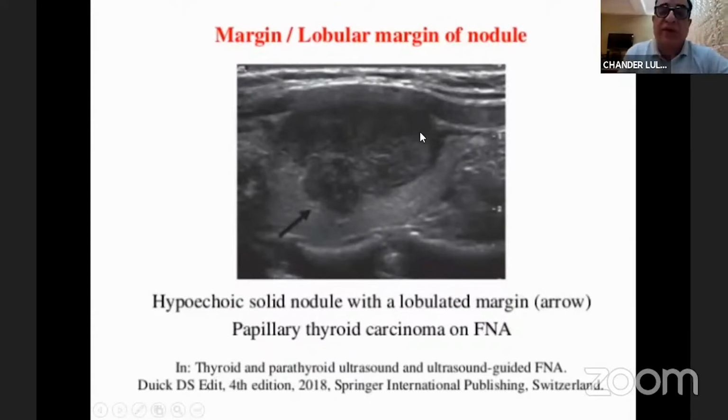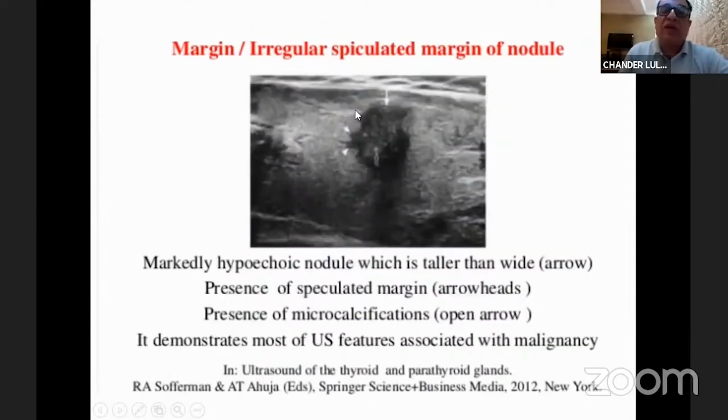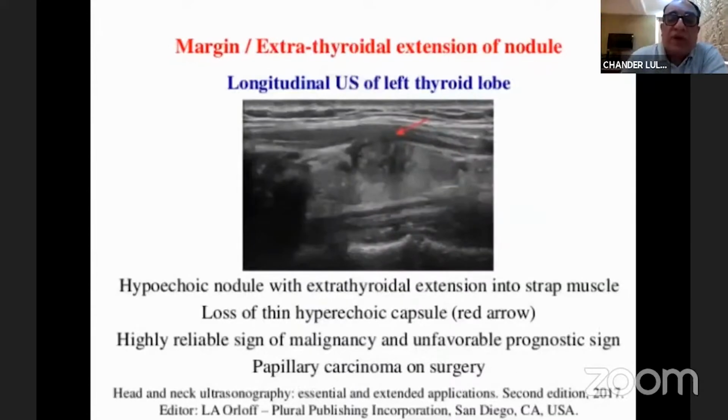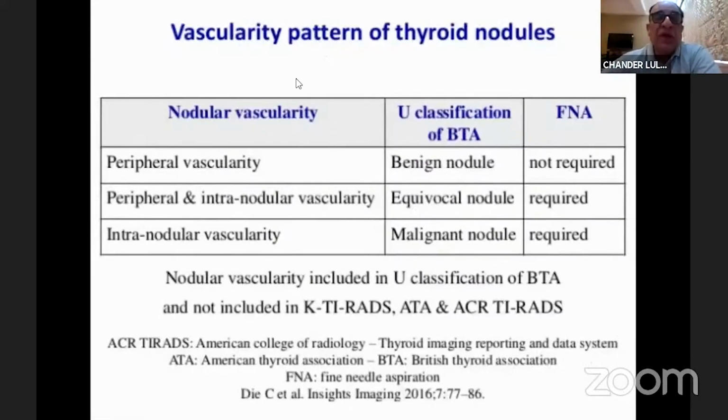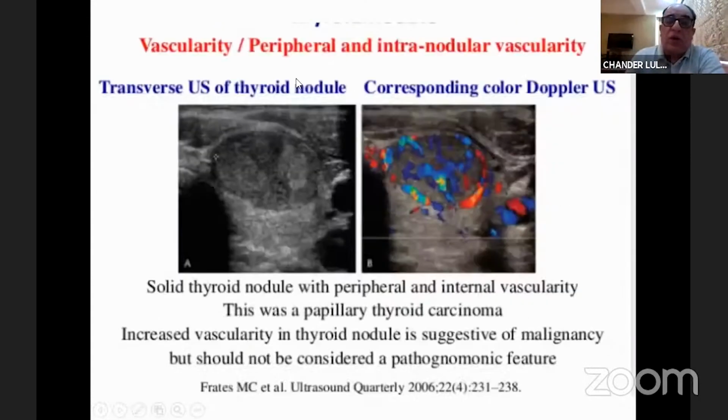So infiltrative lesions going beyond the margin here. Anything, it gives you an appearance. You don't even actually have to ask yourself. It tells you, it's staring at you that this is a malignant nodule. It's infiltrating. It's not smooth. And here again, multiple lesions. Now, vascular pattern, I already spoke to you about earlier.